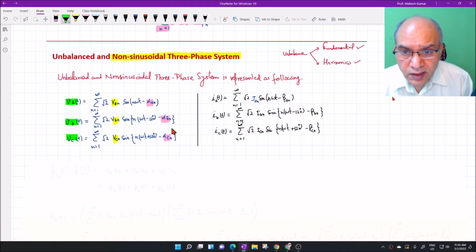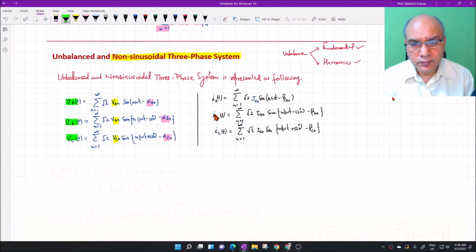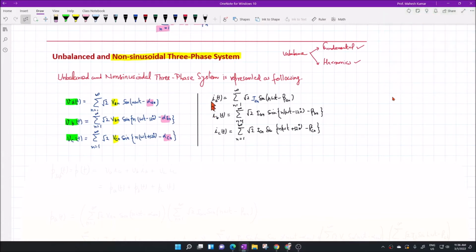Clear? What about the currents? The currents are IA, IB and IC. So you can write the expression for current as well: root 2 times the RMS value of that phase current IAN, and then sin(n omega t minus beta AN). So beta AN is the phase angle of the current IA.